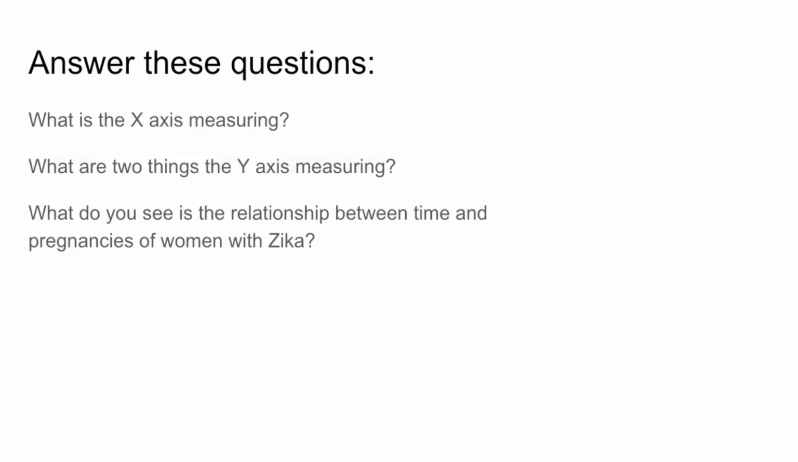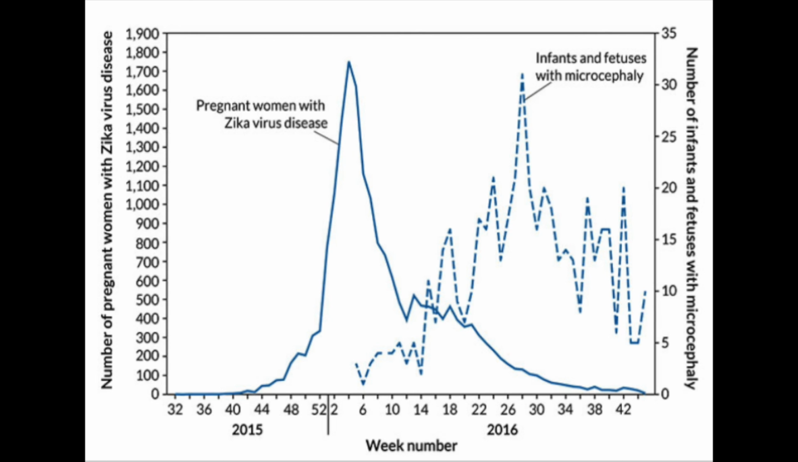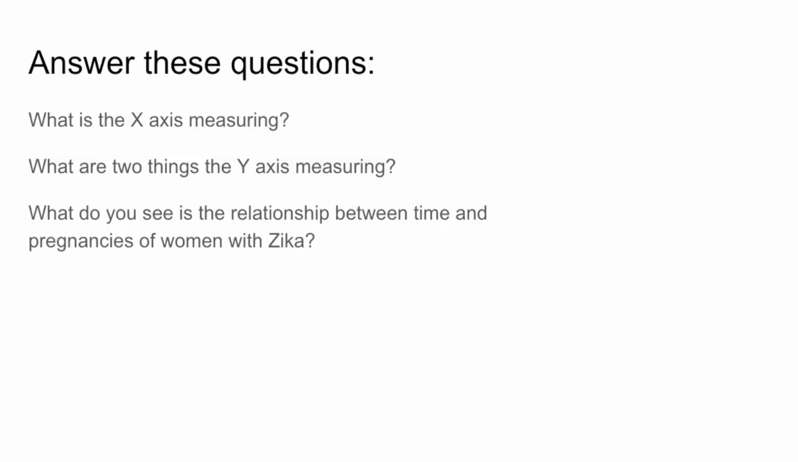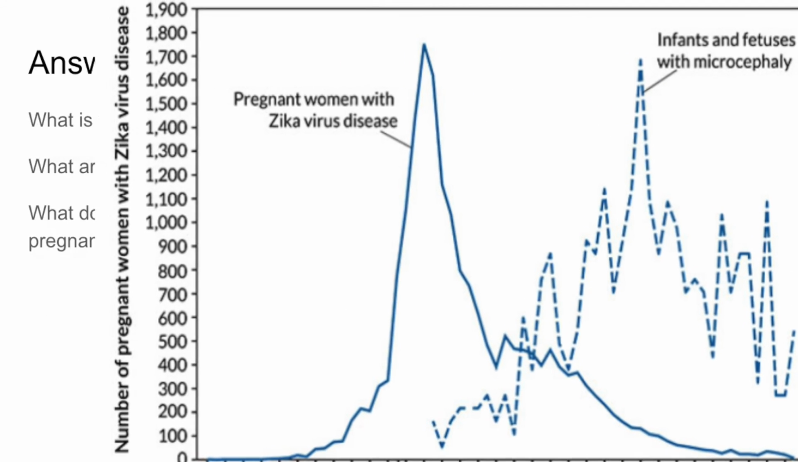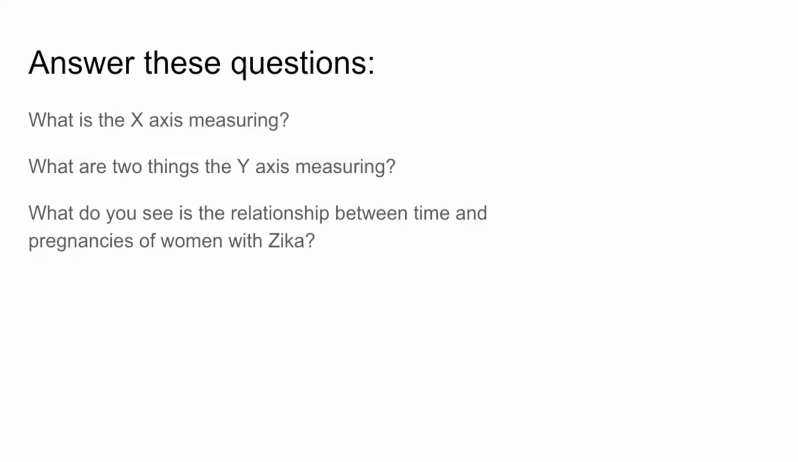So now I want you to look at the data for the Zika virus and answer these questions. What is the x-axis measuring? What are two things the y-axis is measuring? There are two different lines, so we have two different things that are being measured on the y-axis. And then what do you see is the relationship between time and pregnancies of women with Zika?